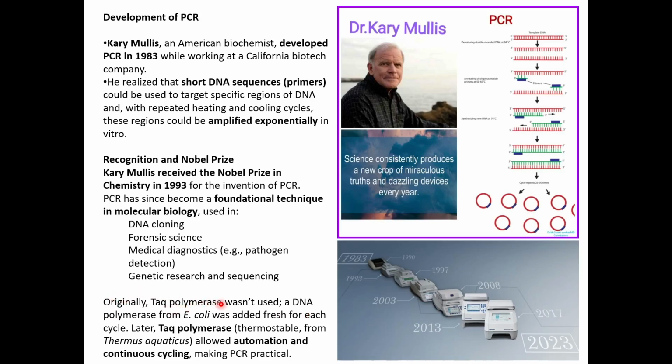Originally, Taq polymerase wasn't used. A DNA polymerase from E. coli was used, and because it degrades, it was added fresh for each cycle. So it becomes tedious to continue adding it freshly again and again for many cycles. So later, Taq polymerase was used because it is thermostable and allowed automation of the cycling, making it more practical without tedious addition at every cycle.